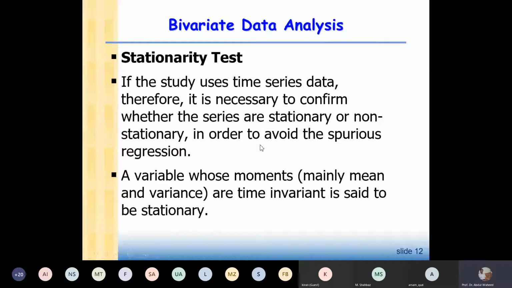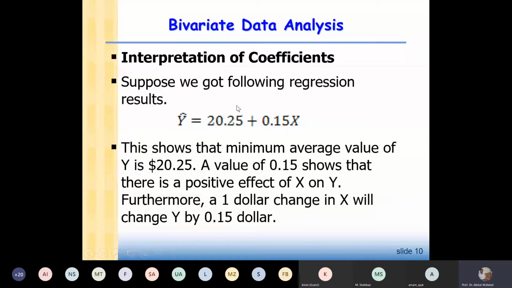Actually, these parameters are the long run. If you want to get the short run relationship, then we use the error correction model that you will study in your econometrics course.